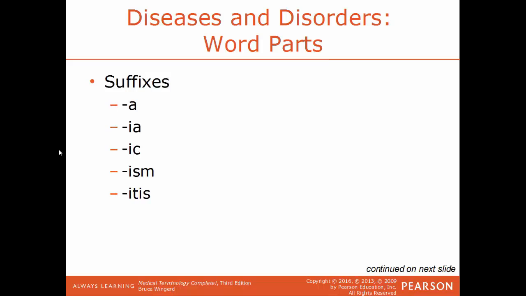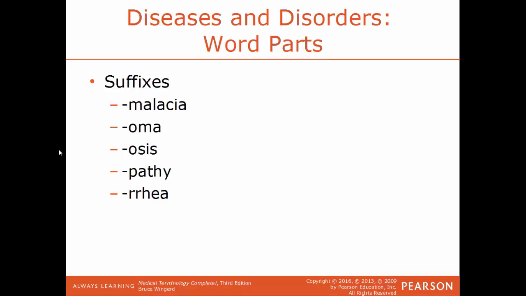The suffix IC is a reference to pertaining to. Thoracic is a reference to the thoracic cavity, pertaining to the thoracic cavity. Ism, this is a process or a condition. And last one on here, itis, means inflammation. So appendicitis, inflammation of the appendix.